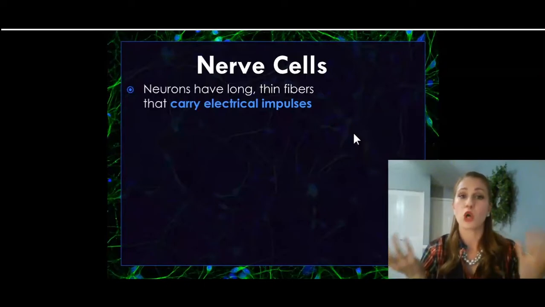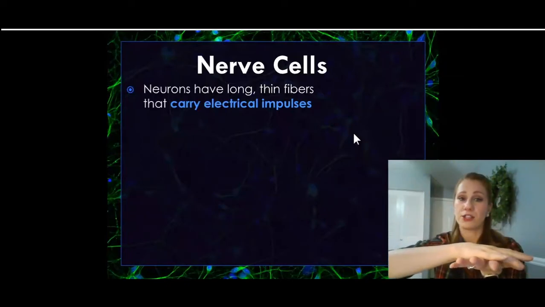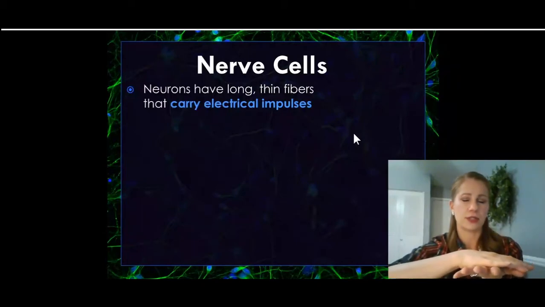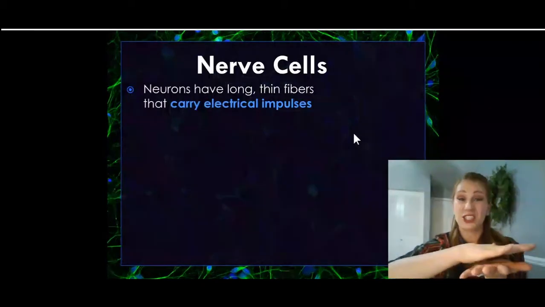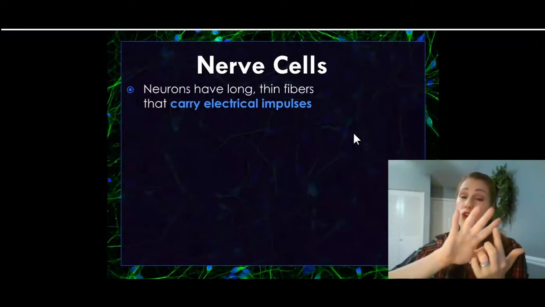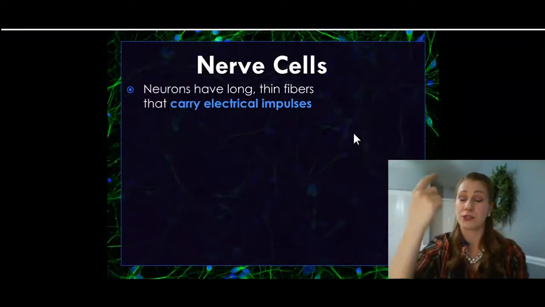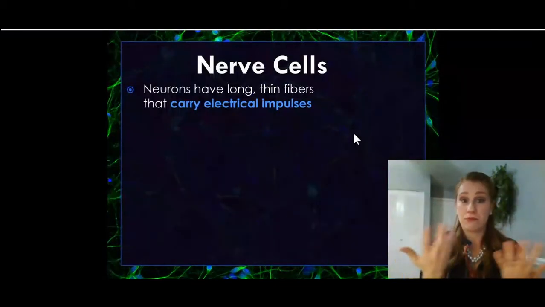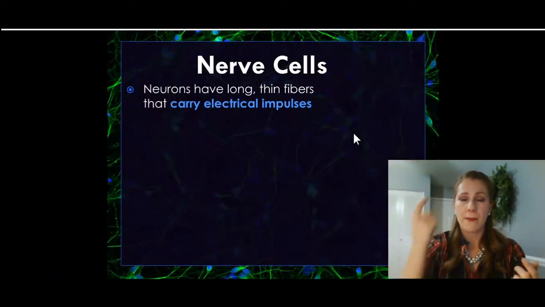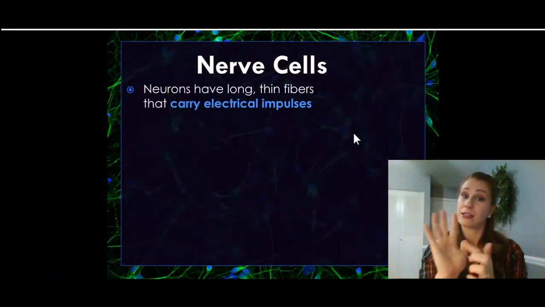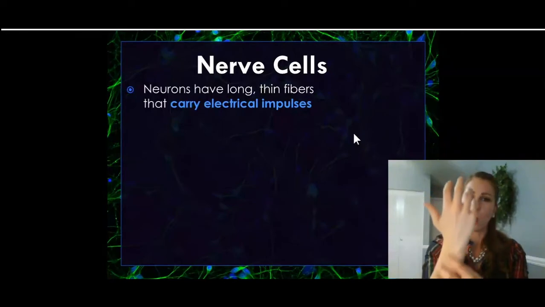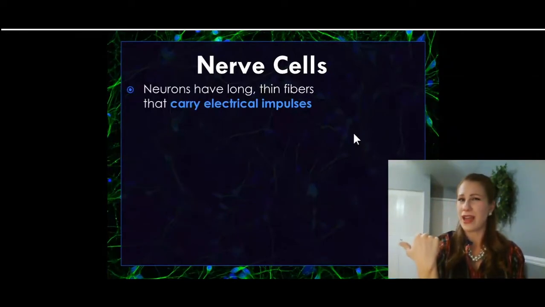So say I'm cooking and I set my hand down on my stove. Sometimes I can't tell if my stove is on, which is not a great thing. If it's hot, the nerves or the neurons in my hand are going to send a signal to my brain to tell me that's hot, I shouldn't have my hand on it. My brain will then send impulses back to my hand so that the muscles in my arm can contract and move my hand away from the hot surface.